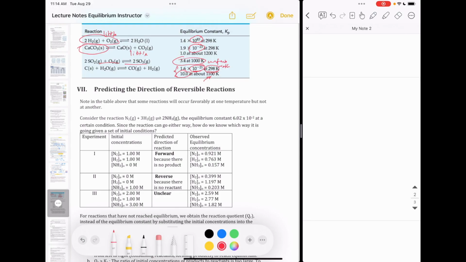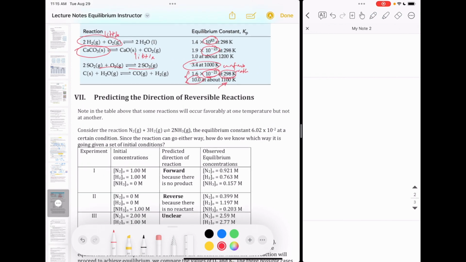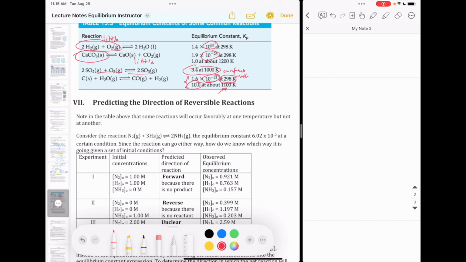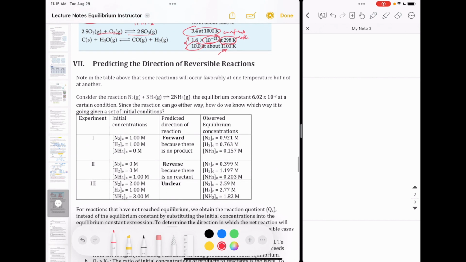Now, the value of K not only tells us how favorable the reaction is, whether it's reactant side or product side, but it also allows us to predict which way the reaction is going to go. So in other words, we can use it to predict the direction of a reversible reaction. Now, why do you think that's important? Well, because reversible reactions can go both ways, right? It could go to the left, it could go to the right.